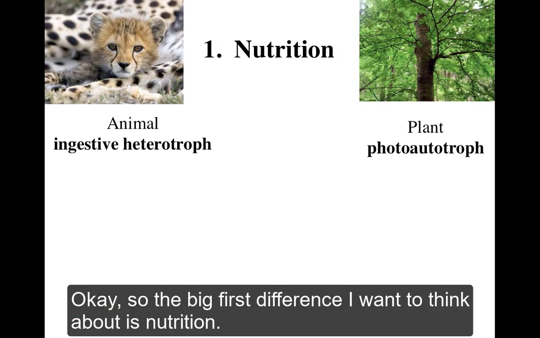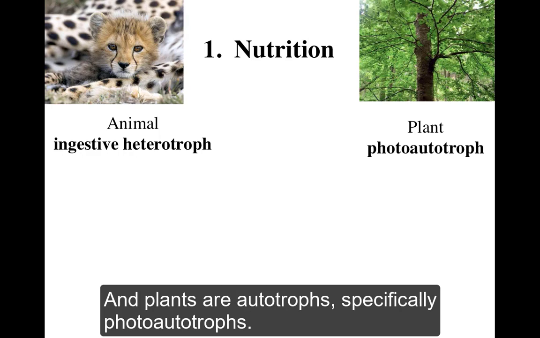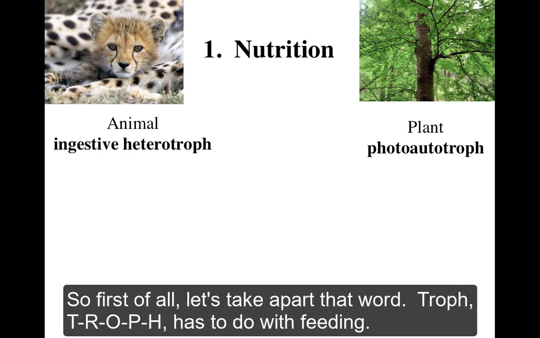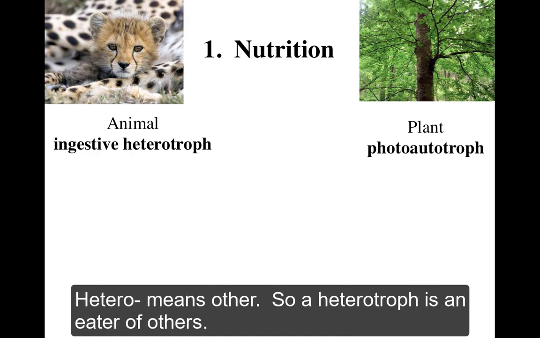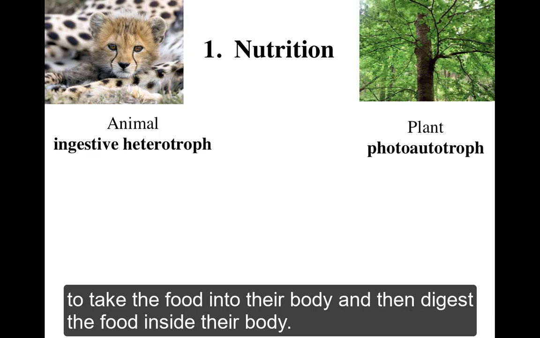Okay, so the big first difference I want to think about is nutrition. So animals are heterotrophs. More specifically, they're ingestive heterotrophs. And plants are autotrophs, specifically photoautotrophs. So first of all, let's take apart that word. Troph, T-R-O-P-H, has to do with feeding. Hetero means other. So a heterotroph is an eater of others. An ingestive heterotroph is specifically an eater of others that has some sort of way to take the food into their body and then digest the food inside their body.